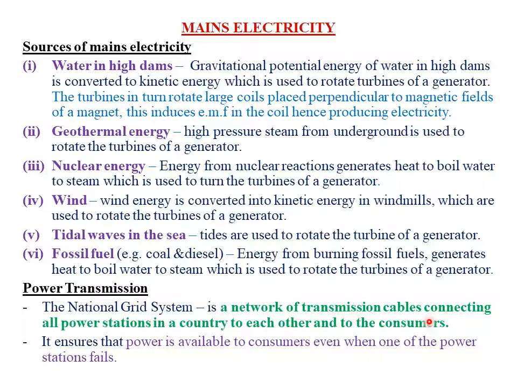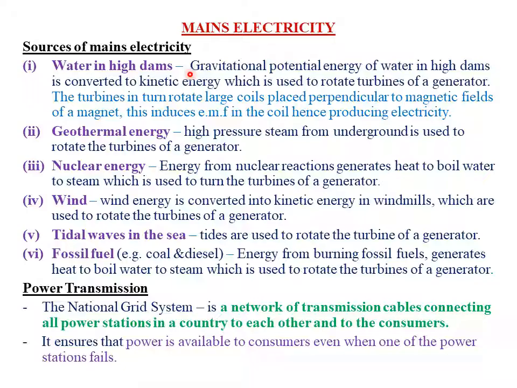Why is it important to connect all these power stations or the power source stations in a country? The reason is so that it ensures that power is available to all consumers even when one of the power stations fails. For example, maybe we get into a drought season, so that means water in the high dams is going to be very low, so hydroelectric power will not be produced in that particular case. So when there is drought, the water in the high dams is going to dry, therefore it will be impossible to produce electricity using hydroelectric power.